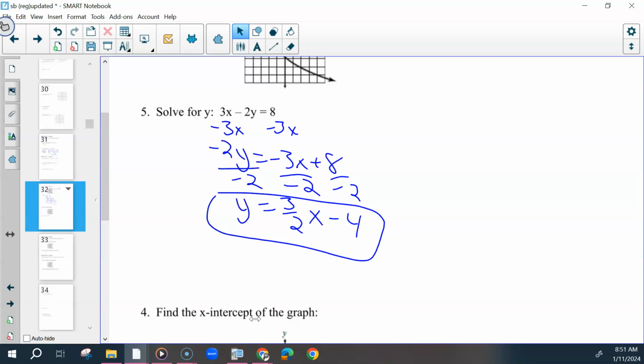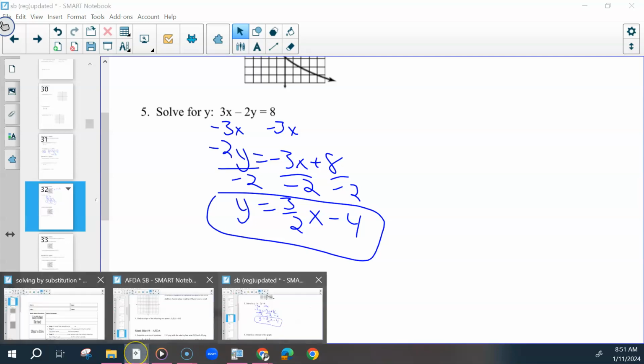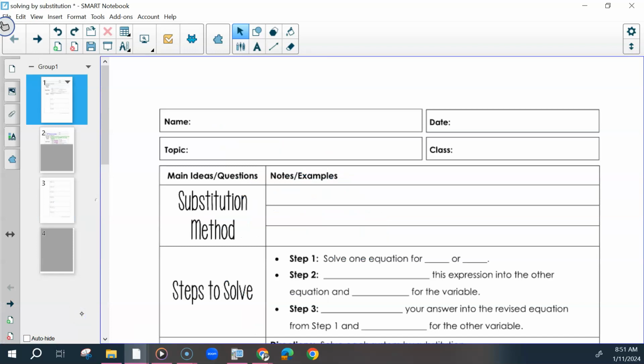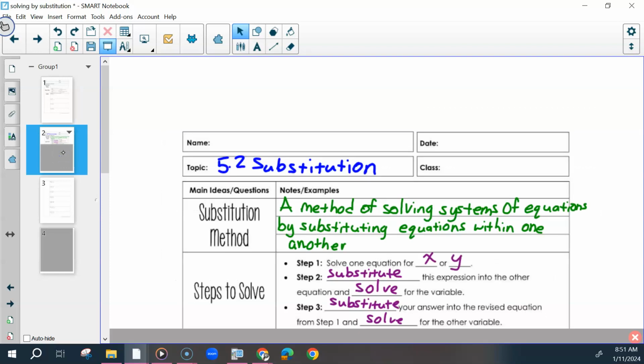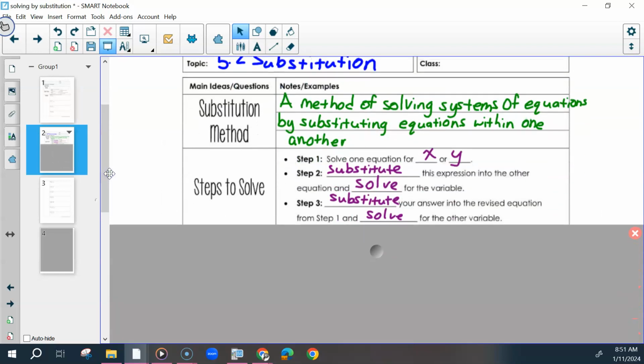Right. Last class we talked about systems of equations by graphing. Now we're going to talk about one way to solve it algebraically using substitution. So make sure those notes are in front of you. Write down this definition and the steps.